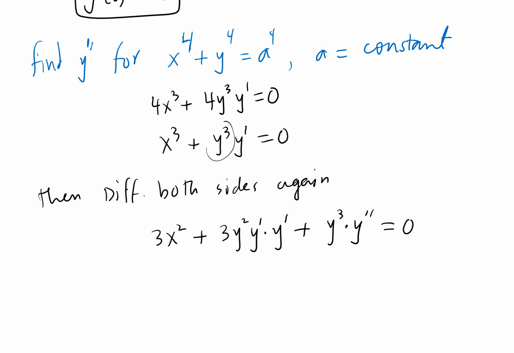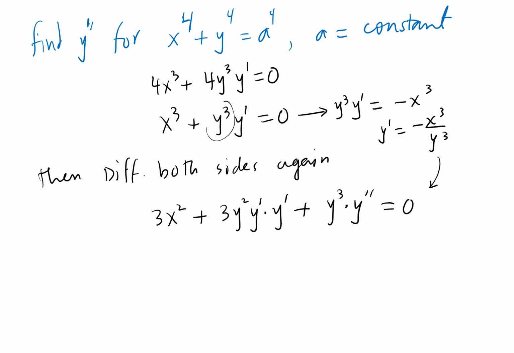When we are asked to find y double prime, we need to find it in terms of x and y, not in terms of y prime. So from the first equation, you may be able to solve for y prime and get negative x cubed over y cubed. Substitute this into this equation.